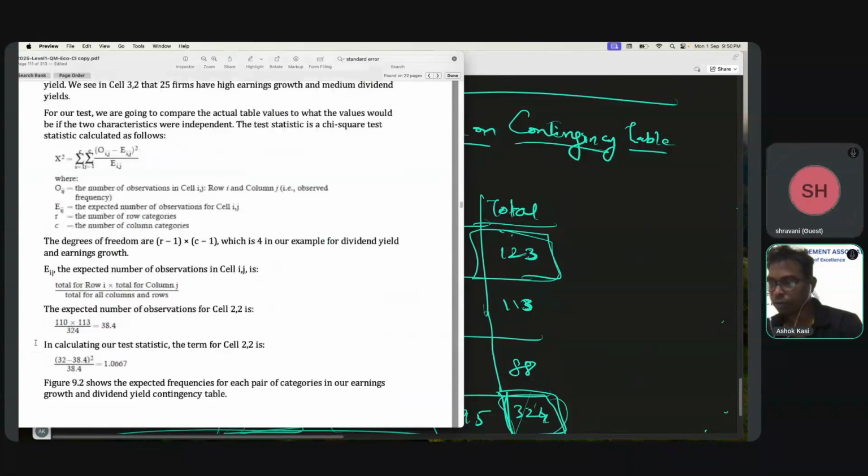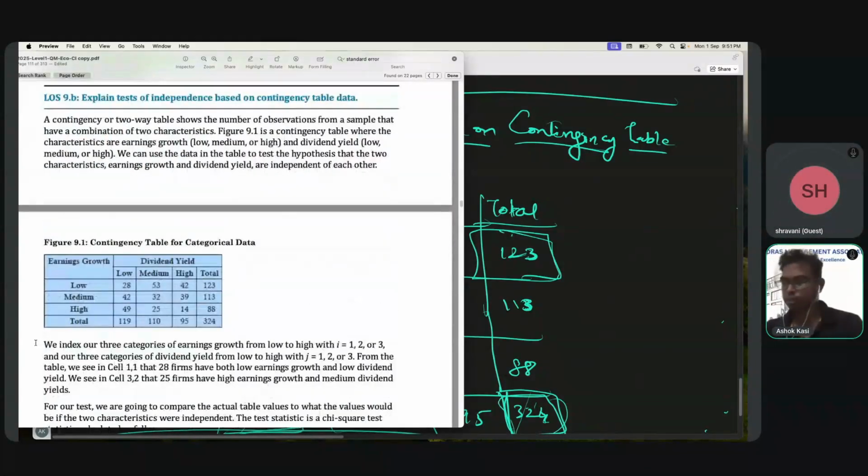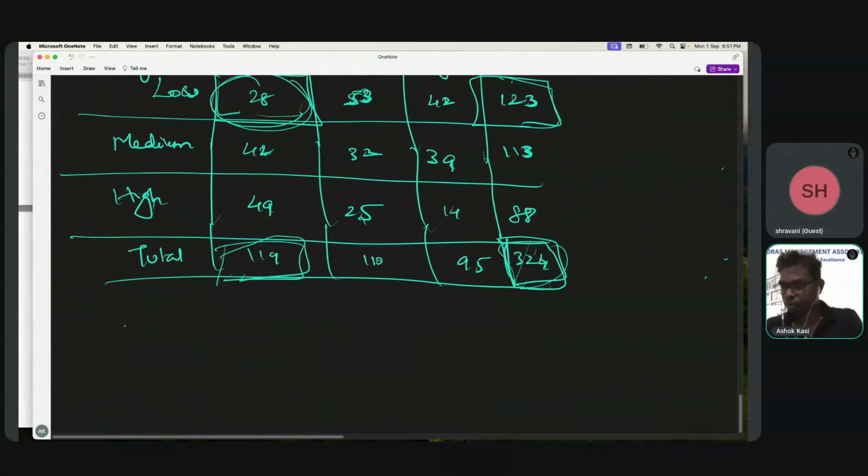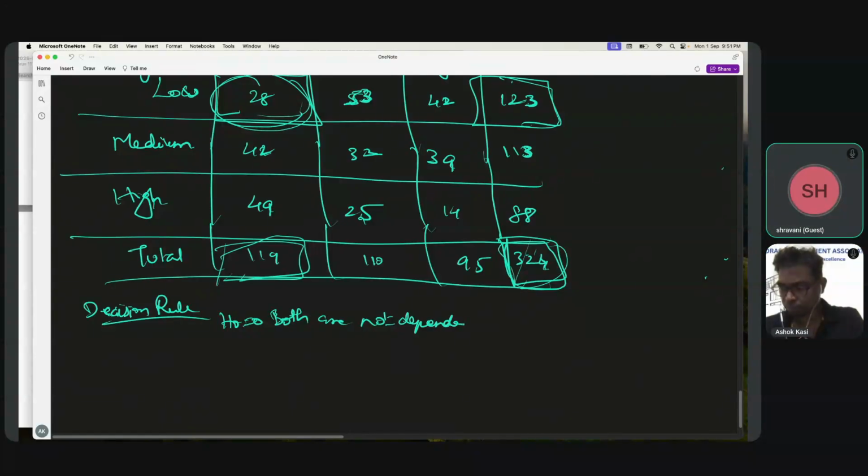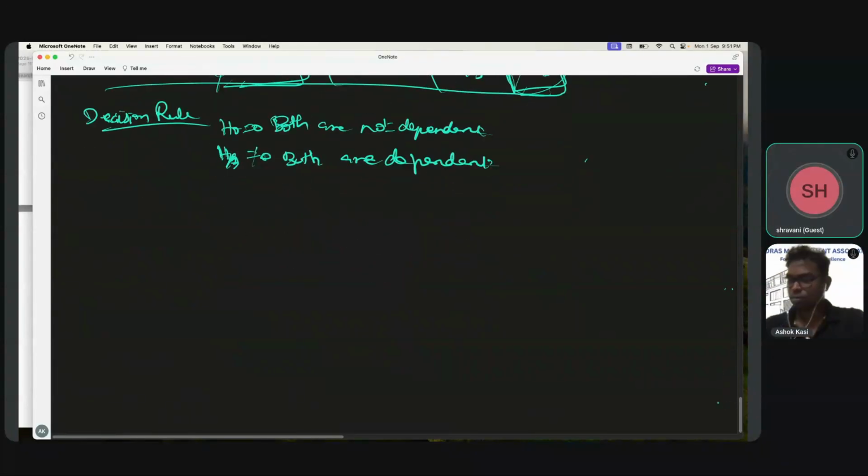Okay, so null will be what? Both are not dependent. Null, no? Okay, till here question is okay. Null will be both are not dependent. Both means earning yield and dividend yield. Both are not dependent, equal to 0. Alternative is not equal to 0. Both are dependent.